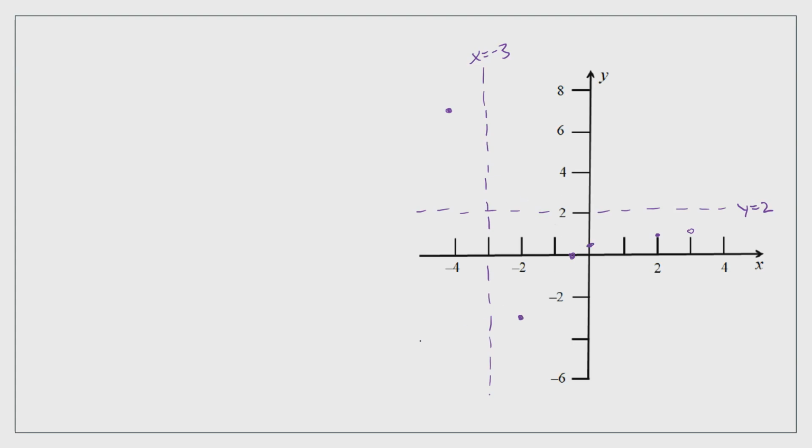Okay. Alrighty. So we can now connect our dots. So this is going to look something like this. And this one will look something like this. Alrighty, that's so cool. There's a hole in our graph. Now let's check this with our calculator.